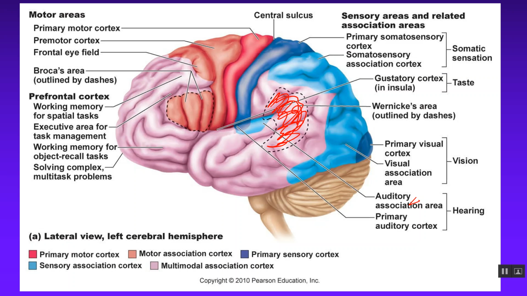When you are trying to talk to somebody and express your own words, or even in writing as well, you use this area right here. This area is Broca's area. Broca's area is used for expressing language. Wernicke's area is reception of language.